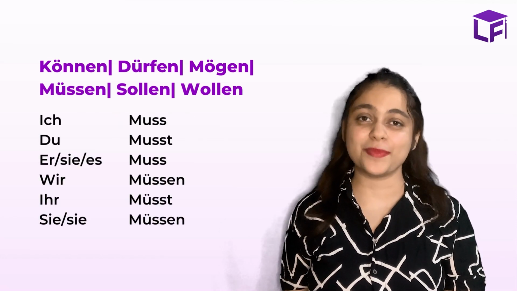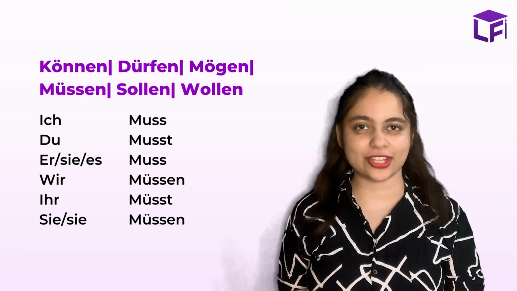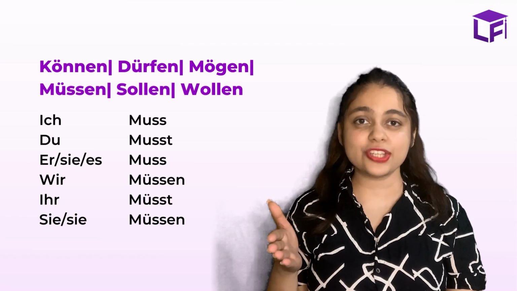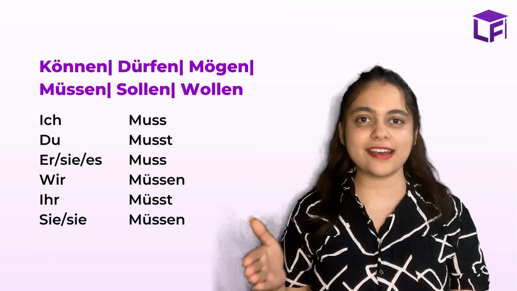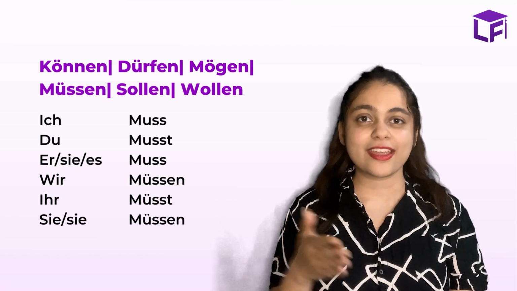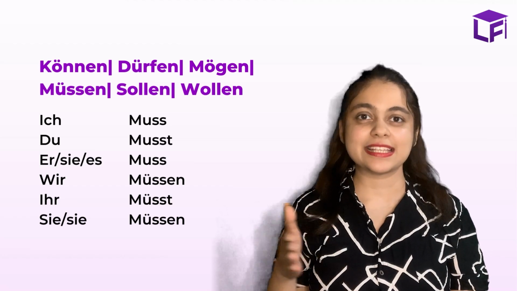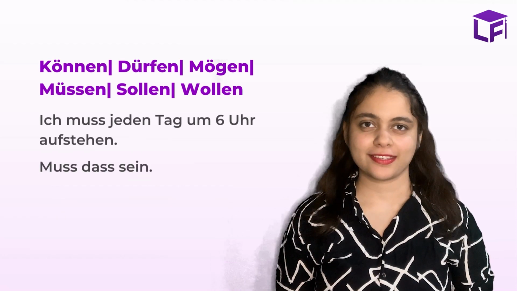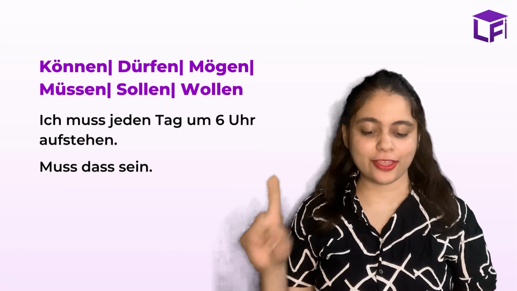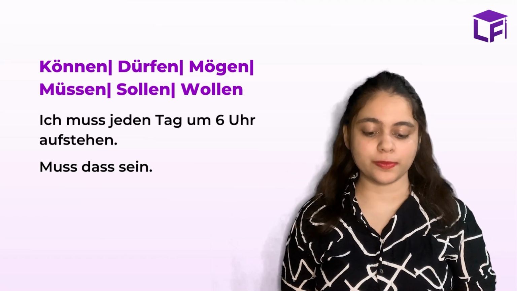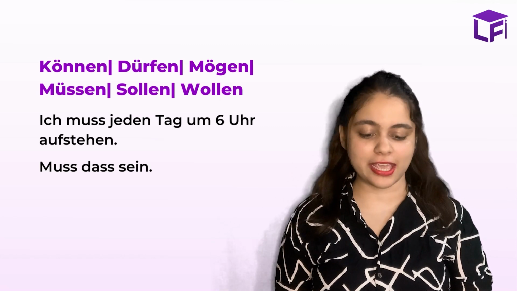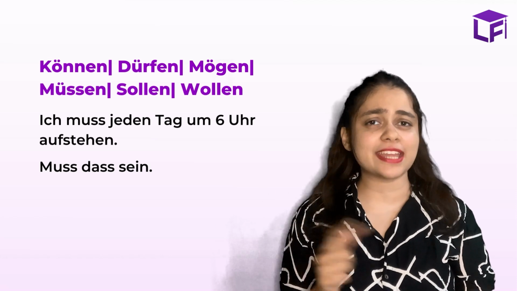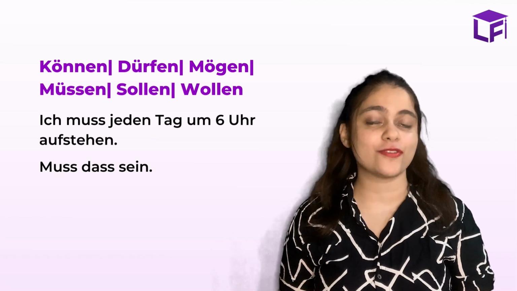Moving to the next verb, we have müssen. Let's learn the conjugation of müssen. Ich muss, du musst, sie es muss, wir müssen, sie müssen. Coming to the uses of the verb müssen. The first point, we can use it to mean must or need be. The example here says, ich muss jeden Tag um 6 Uhr aufstehen.